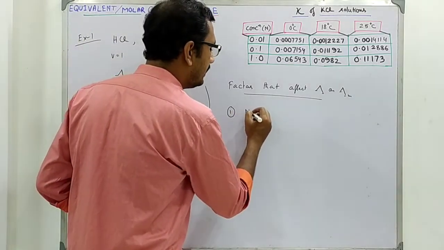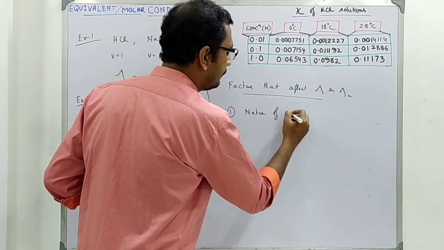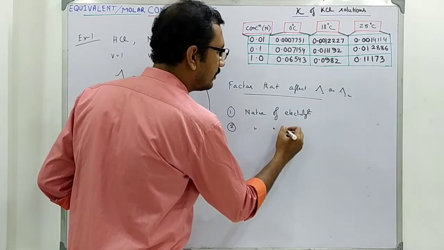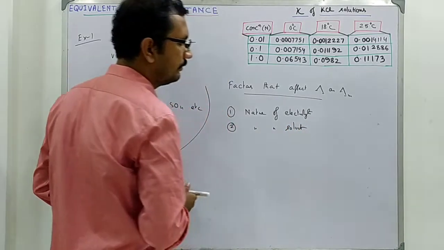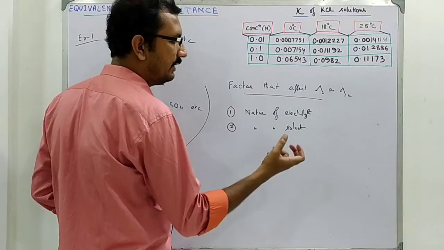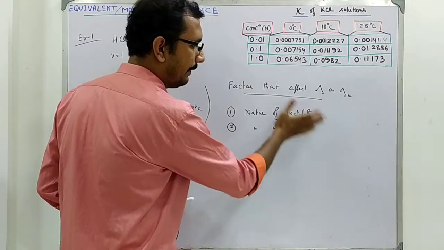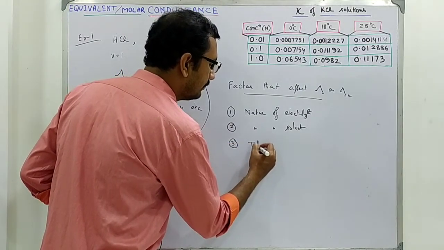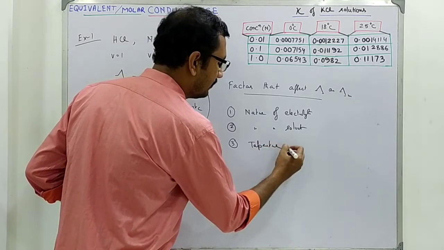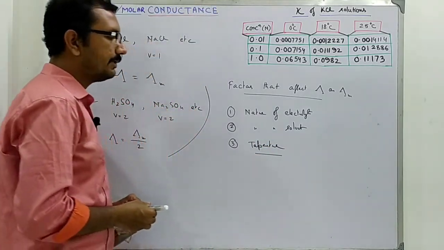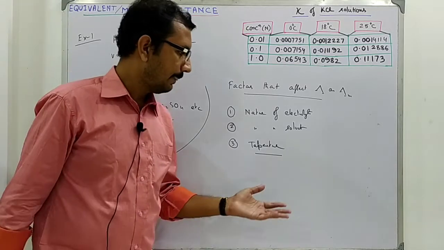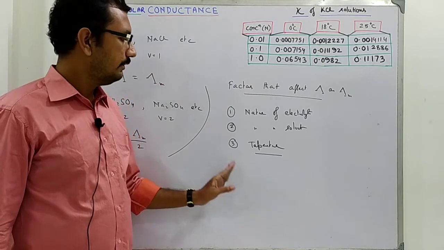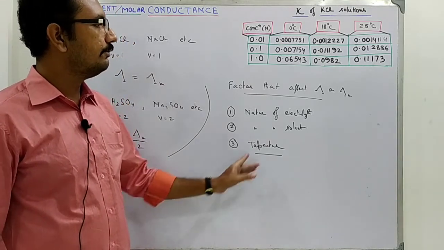So, it will depend upon the nature of the electrolyte, obviously. Depends upon nature of solvent. So, the size of the ions, the ionic mobility, the viscosity, that will be included in these 2 points. And third is the temperature. Temperature will have an effect, obviously, because with increasing temperature kinetic energy increases and ionic mobility increases. But the fourth point will be absent, which was the concentration. Concentration is not going to guide this.